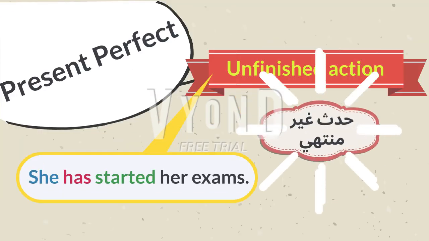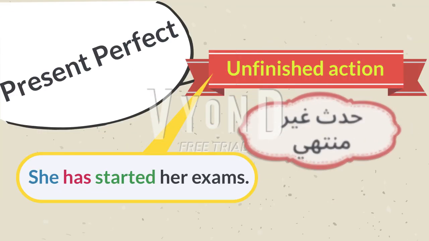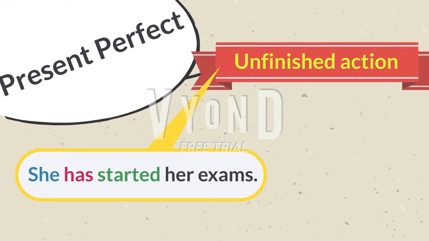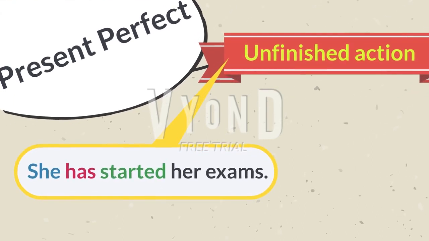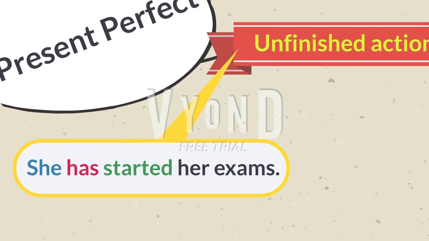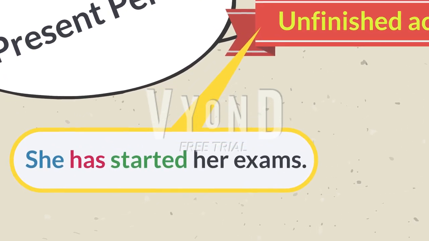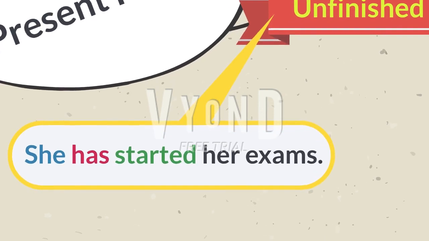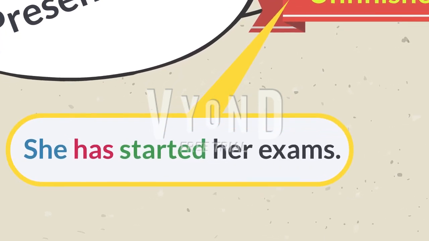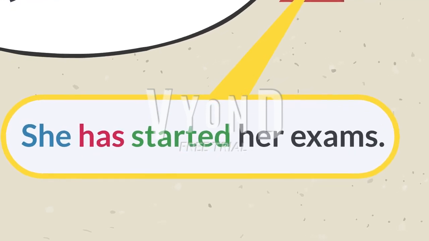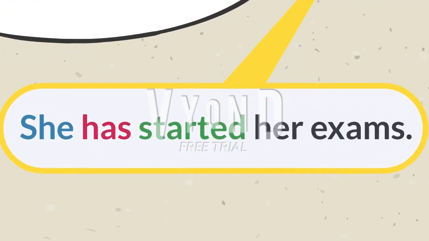Present perfect is used with unfinished action. Action that happened or started in the past, but it hasn't finished yet. She has started her exam. She started her exam maybe 2 weeks ago, last week, we do not know, in the past. But till now, she hasn't finished the exams. That's why we use present perfect, because she still has maybe many exams to do.